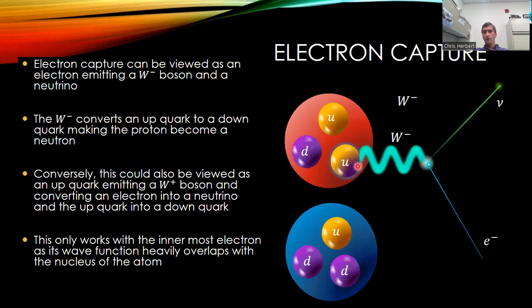Or we could view this as another interaction. The up quark emitting a W plus and converting the electron into a neutrino and converting itself into a down quark. And again, there are actually many, many different interactions. These are the simplest interactions that can result in electron capture.